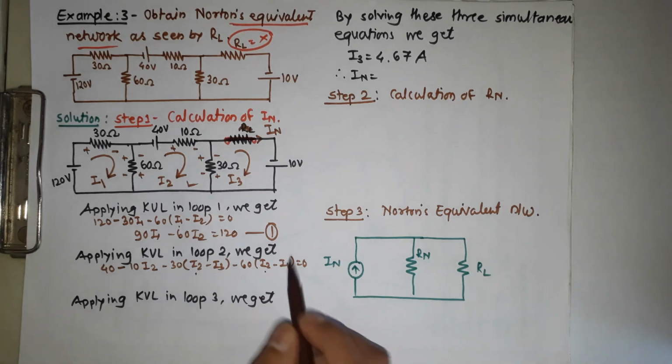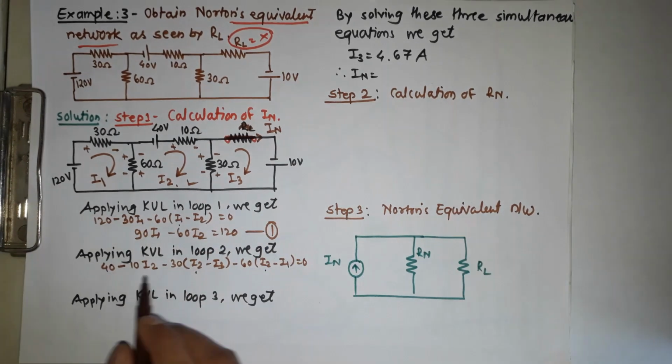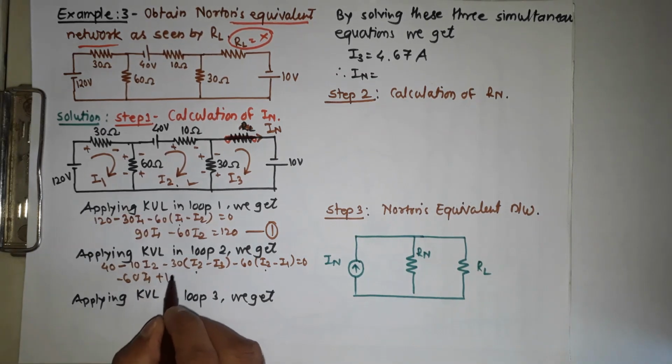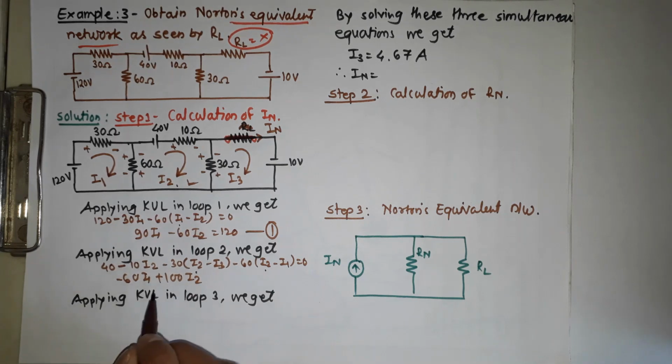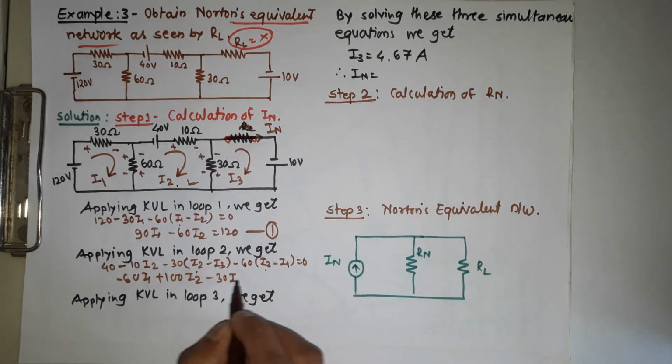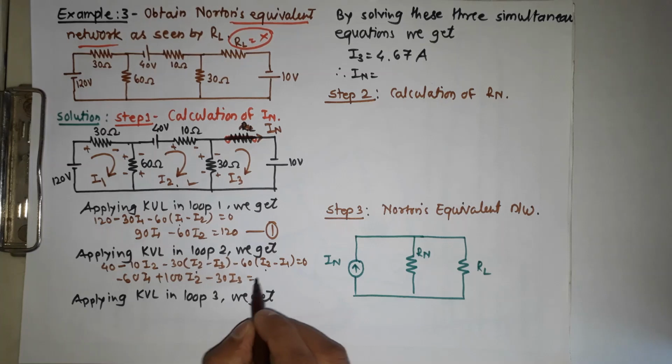Here we consider I2 first because we are considering the second loop. Then by simplifying this, we got minus 60 I1 plus 100 I2 minus 30 I3 is equal to 40. This is the second equation.